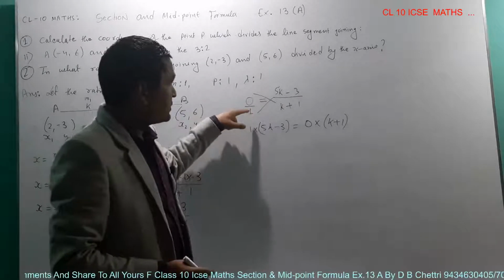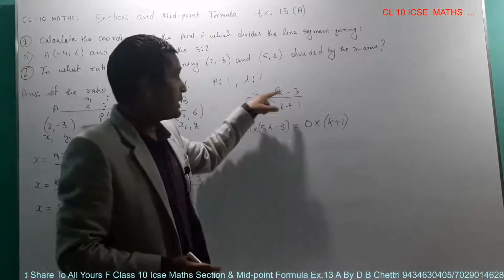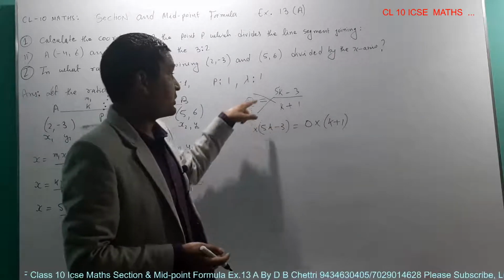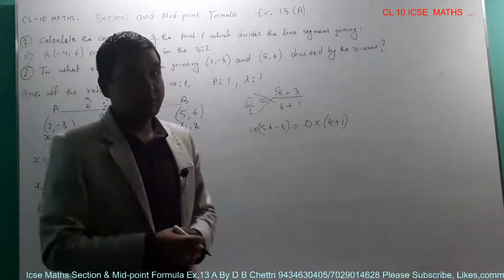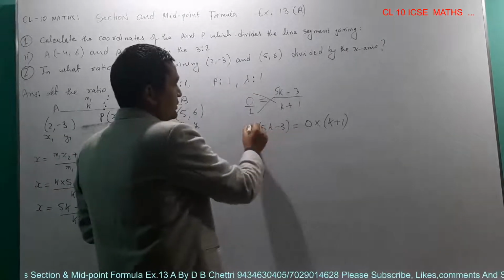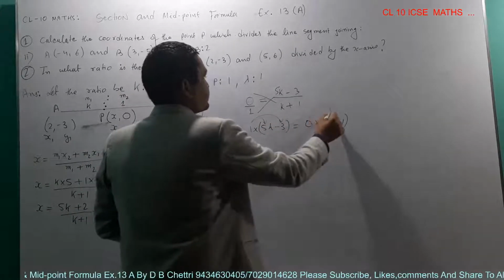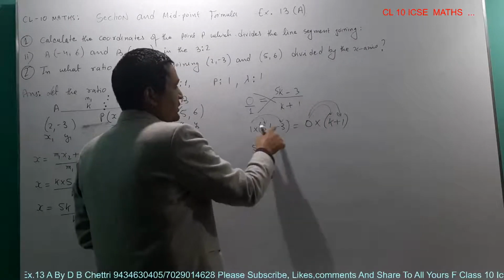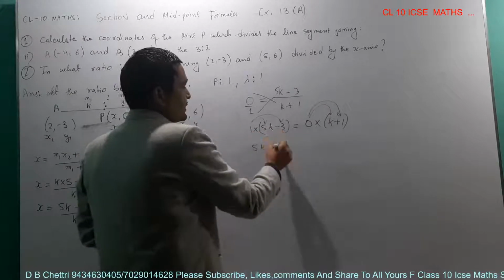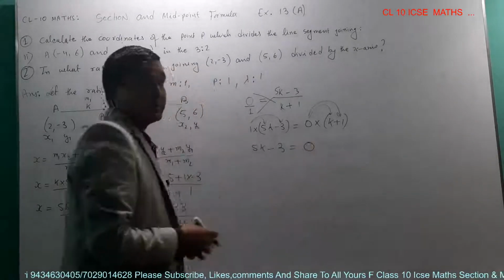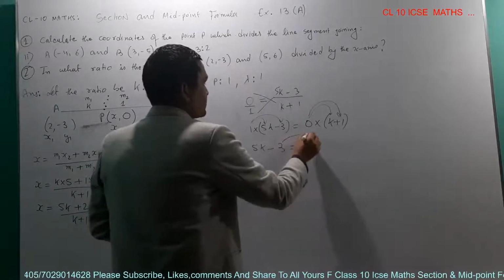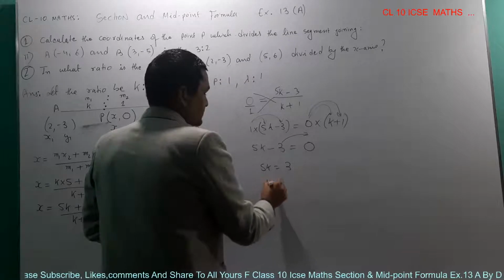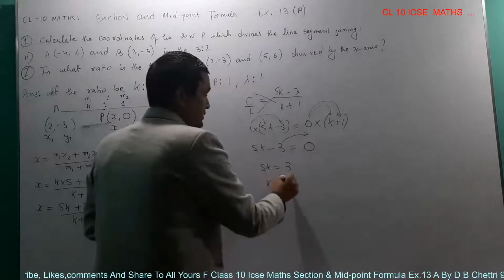Now cross multiplication, up to down, down to up. You can multiply any pair first, it is our choice. If you want to multiply 0 by this one first, you can; if you want to multiply 1 by this one, you can. Then take this one and multiply it to both terms. Now 1 multiplied by 5k plus 1 multiplied by minus 3, and 0 multiplied by anything is 0. Then take this 3 to the right side: 5k equals 3, then k equals 3 by 5, because the relation is division.